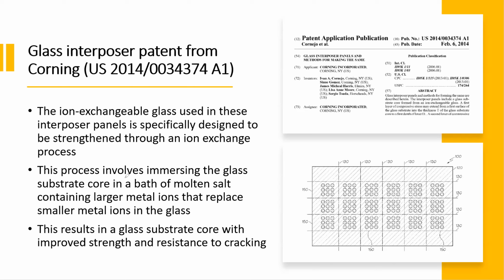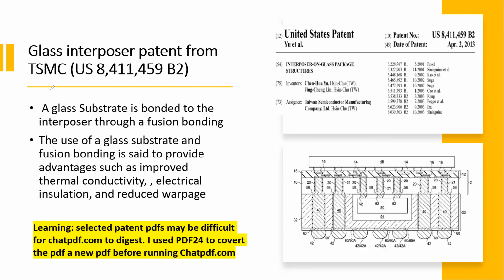Now they claim that they have some kind of ion-exchangeable glass, where immersing the glass substrate in a bath of molten salt containing some kind of metal ion can improve the glass. Okay, that's the invention. So the glass becomes stronger, better. It changed the material. It's interesting, but not that interesting. Let's look at the interesting one, which is the TSMC one.